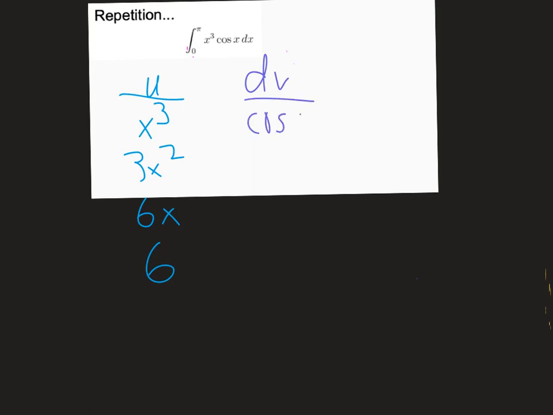My u that we picked, we started with x cubed, right? And then we took the derivative of that to get 3x squared, and then we took the derivative of that to get 6x, and then we took the derivative of that to get 6, and the derivative of that is 0. My v column, we started with the cosine. We then took the antiderivative, so we got negative sine. And then we took the antiderivative, which was negative cosine, and then we took the antiderivative, which was sine. Now, don't forget, your v is right there.